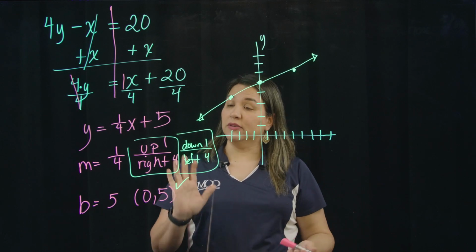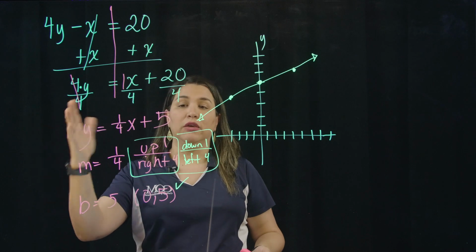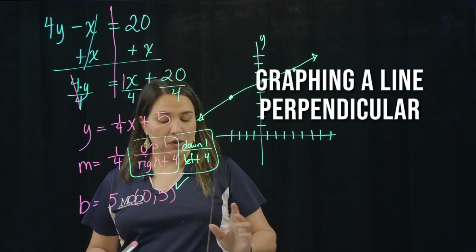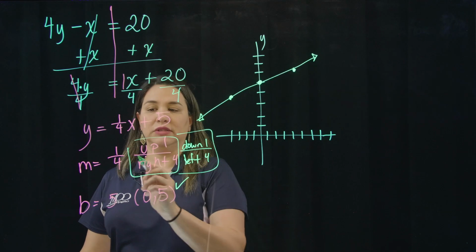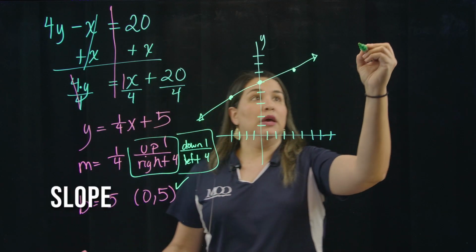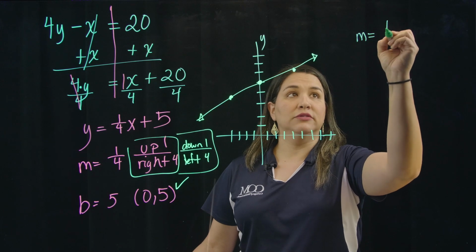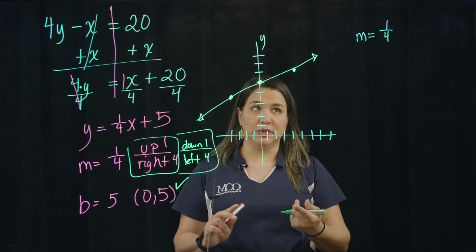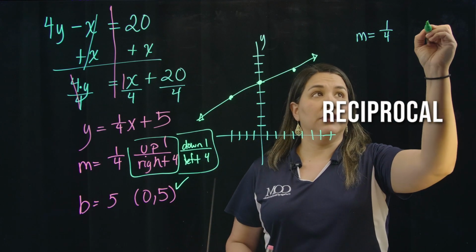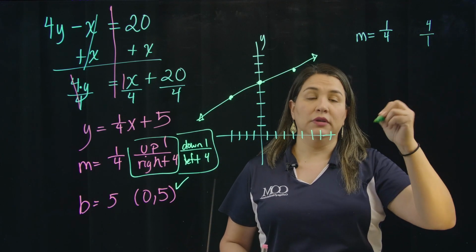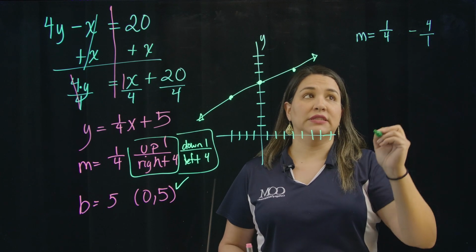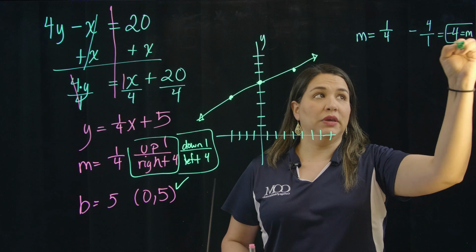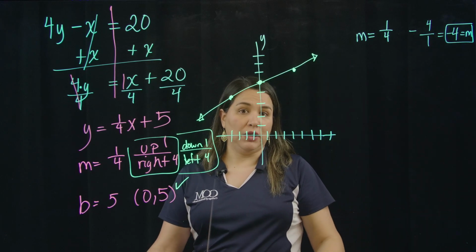Now, what happens if they ask you, hey, can you find the line perpendicular to this? When we're looking for the line perpendicular, remember the main thing that you have to focus on is your slope. And the slope you had was 1/4. But we've learned that perpendicular lines have the opposite reciprocal. So the reciprocal of this would be 4/1. The opposite would mean the opposite sign, which really means just a -4. So this will be the new slope that you would have to use.